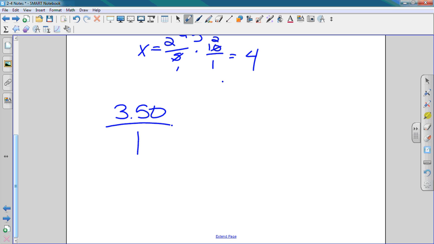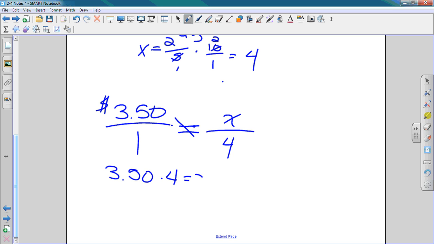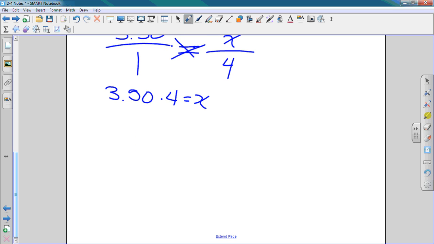Well, how many gallons are you using, Daniel? 4. Okay. Well, $3.50 for 1 gallon, 4 gallons. How much money? Right, I'm going to cross multiply, so I get 350 times 4 equals x, because x times 1 is x. $3.50 times 4? 14. So you spend $14 a week on gas.